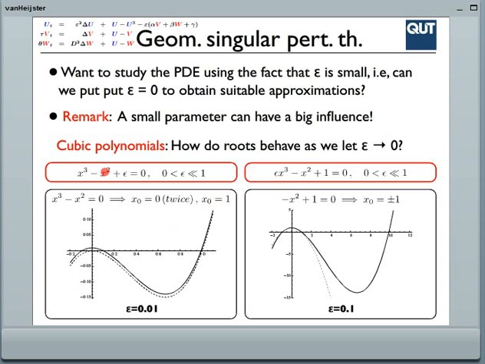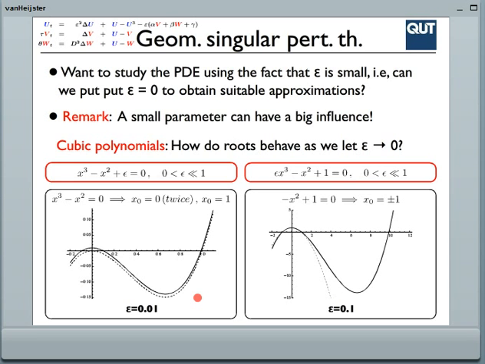So we're going to plot the real cubic polynomial and the reduced one, and you see there indeed the roots are close to each other. So for this equation, setting epsilon to zero made our life easier, and our approximations are pretty decent.